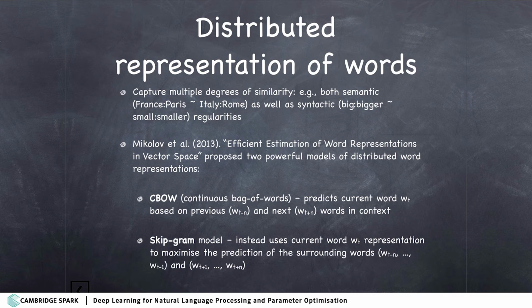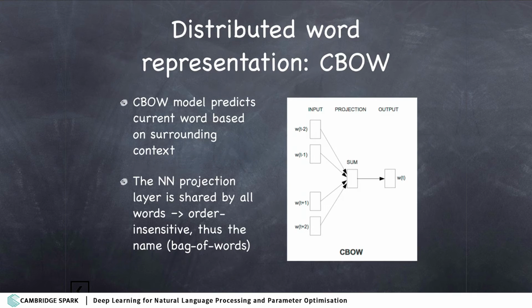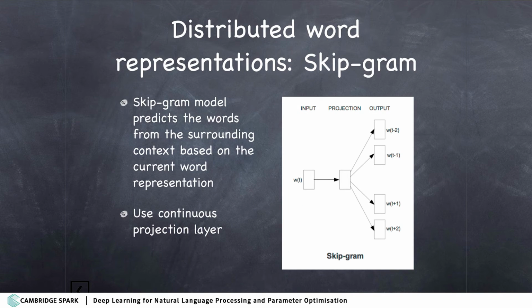Basically, the two models differ in terms of how they predict the word vectors. The continuous bag-of-words model predicts the word from the context surrounding it. We use the vectors of the words that surround the current one, feed them into the network, and predict what the vector for this particular word would look like. The second type of model, the skip-gram model, does the complementary task. It tries to predict the surrounding word representations based on the representation of the current word.